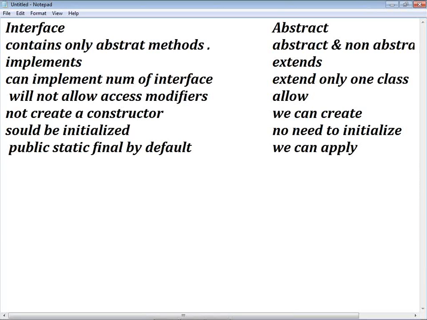So now try to understand what is transient. Transient is applied only for variables. You cannot apply this for classes and methods. If a variable is applied with the transient modifier, that variable will not be serialized, meaning you cannot write that variable's data into a file.